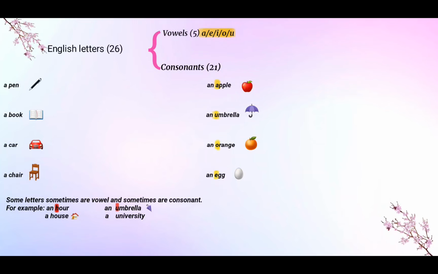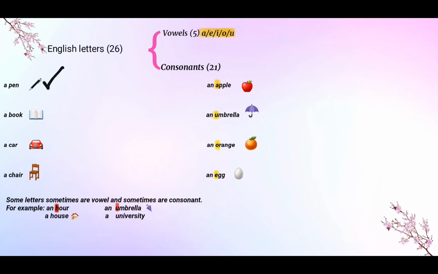Now, look at my examples. For example, pen. A pen. Why do we use a before pen? Because pen starts with P and P is a consonant. A book, a car, a chair. All of them start with a consonant.